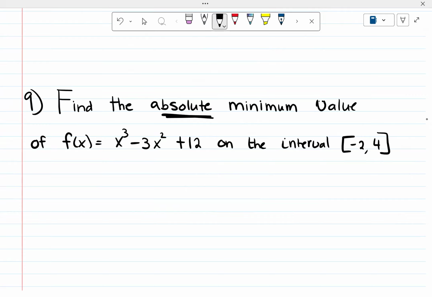So when you're dealing with absolute values, the process is very similar. The only thing is you don't do the number line, but first you do got to check for critical values and endpoints. So do check for critical numbers and endpoints, right?